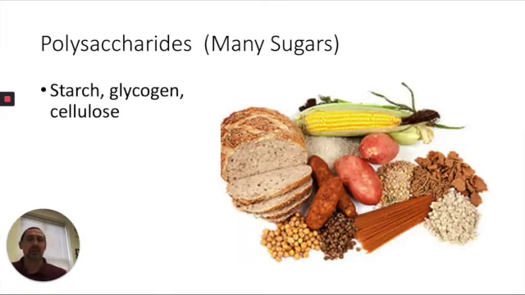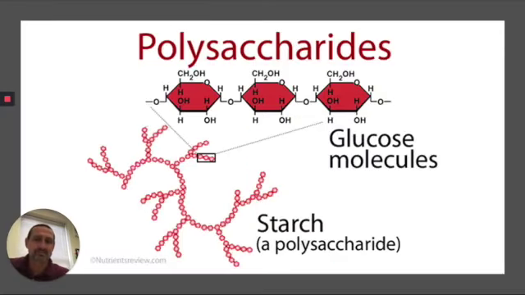Polysaccharides are large complex sugars like starch, glycogen, cellulose. Starch is how plants store energy. Glycogen is how animals store energy. Cellulose is plant structural material. We can't digest it, but we call it fiber. So it's good for you to eat it, but we can't digest it.